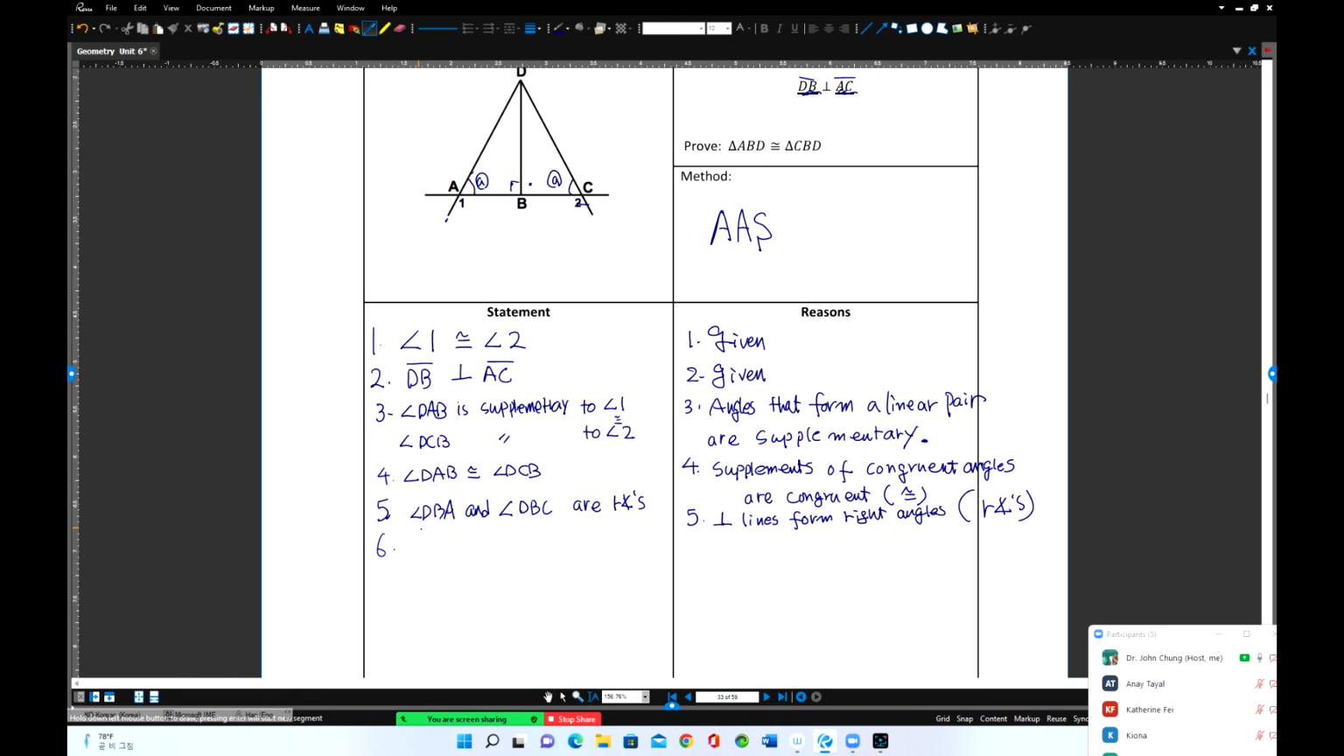So from now on, these two right angles are congruent. The reason is all right angles are congruent. Now we got the second angle done. We need one more. The last one is what? The side. So write down over here DB congruent to another DB. They are reflexive.